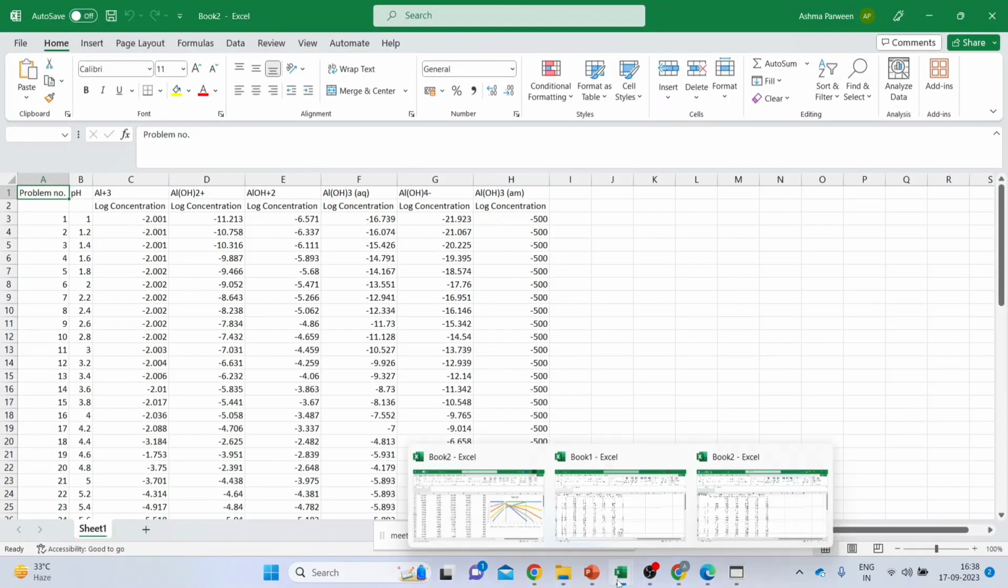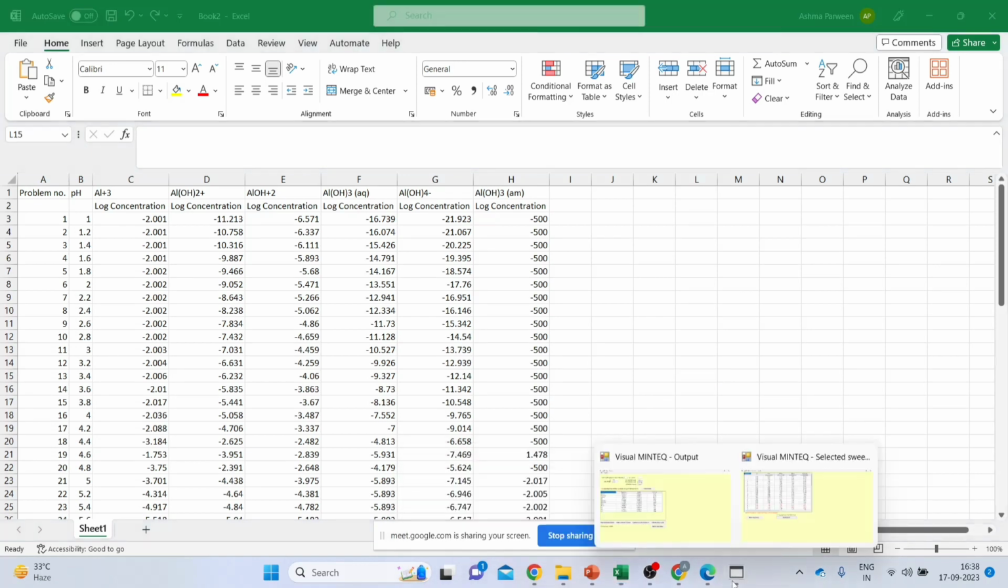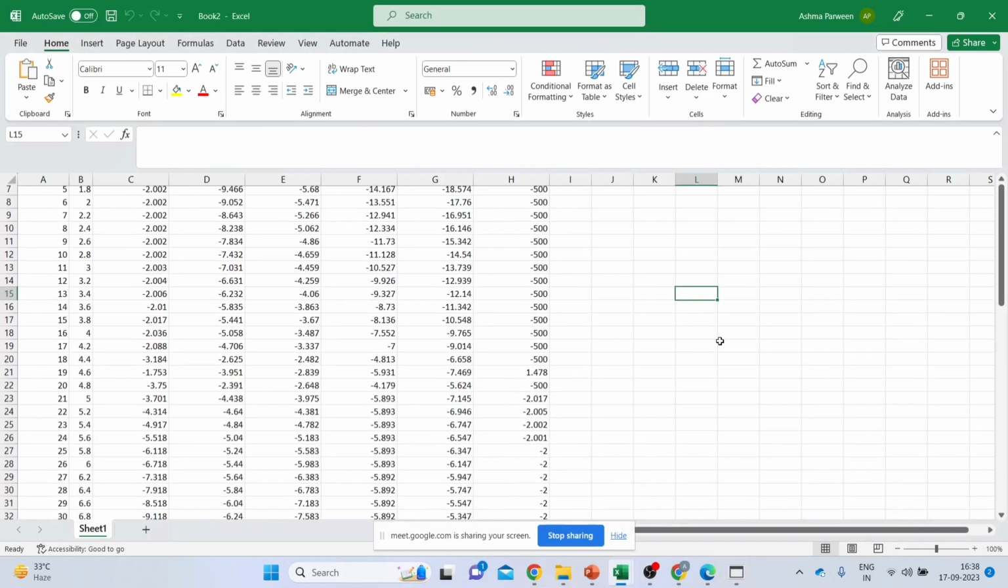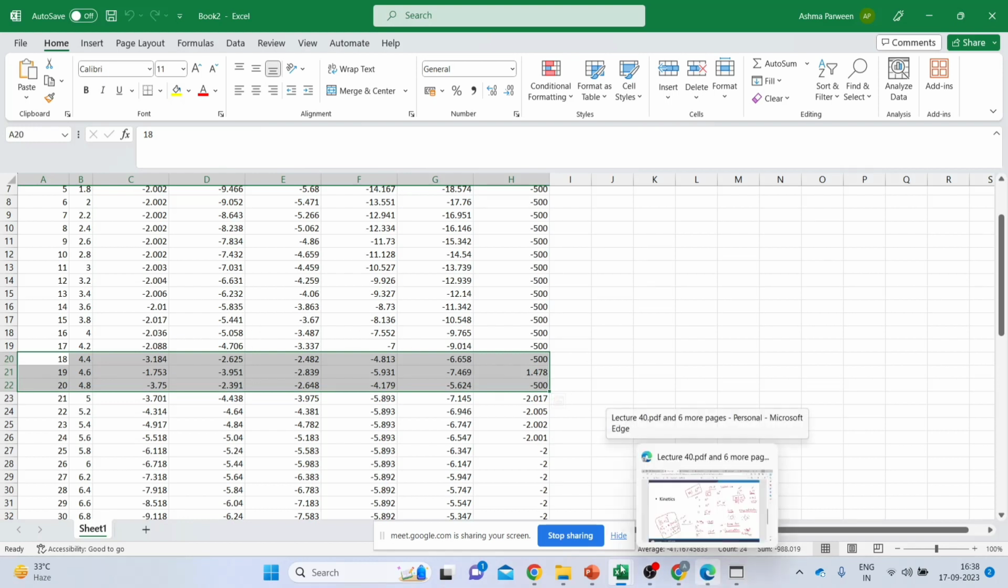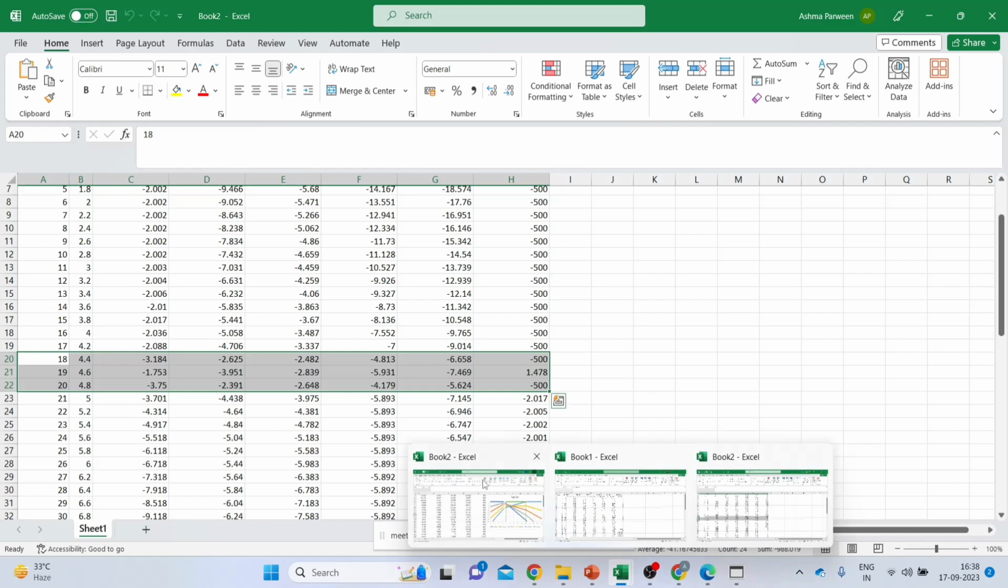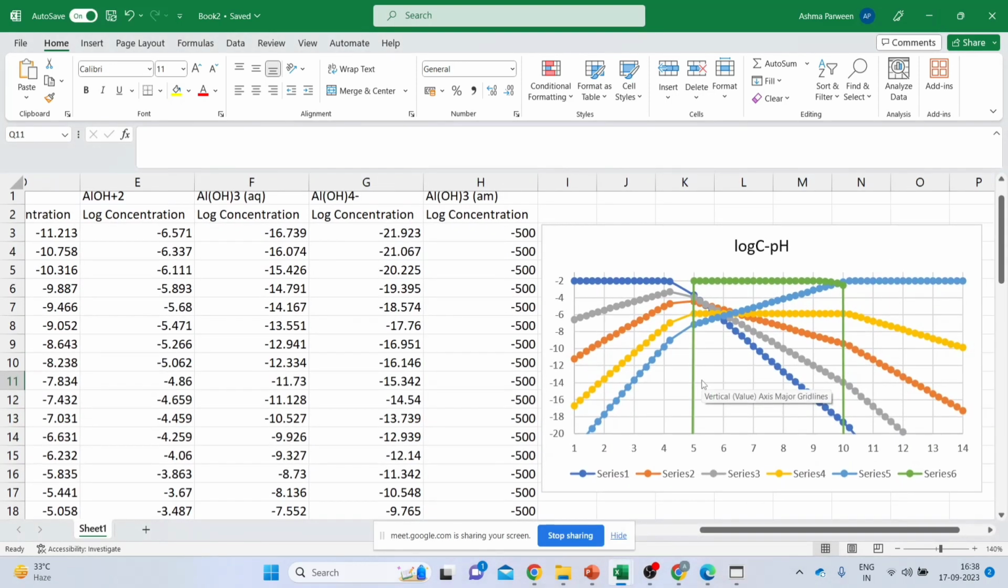I have already plotted it. Also, we can see that in MINTEQ at 3 points an error was showing, so we will remove those 3 points. I think it was 4.4, 6 and 8. These three were the points. So we can remove these 3 points and plot the graph. Let's see, I have plotted the graph here. So here is the graph.